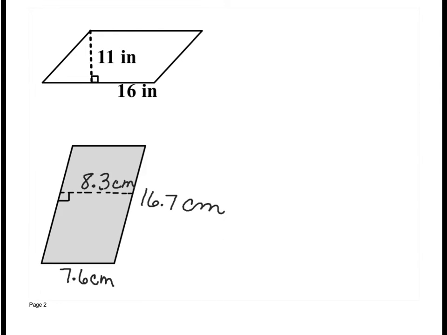Alright, so this one's easy. They tell you what the base and height are, and that's all they tell you. Okay? It doesn't matter the order. You could do base times height or height times base. Okay? The base is 16. The height is 11. Okay? We take 11 times 16. You get 176. Now this is an area.